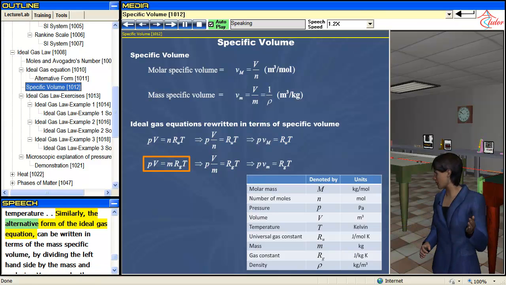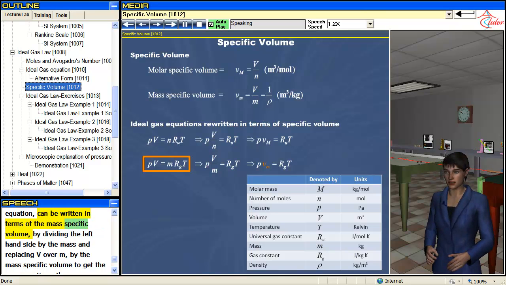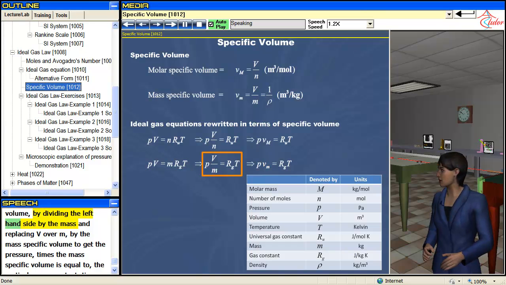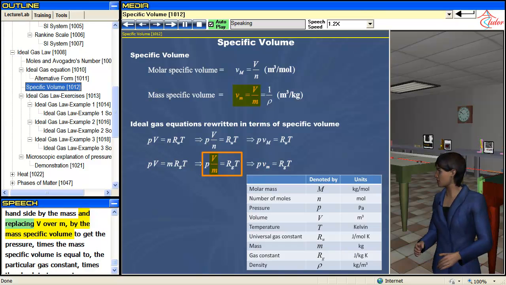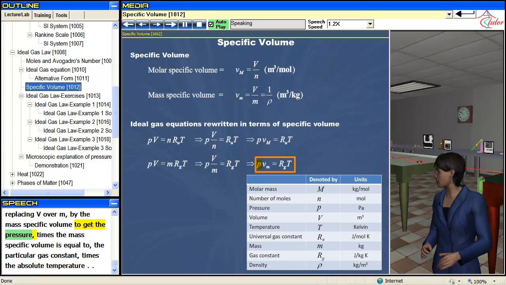Similarly, the alternative form of the ideal gas equation can be written in terms of the mass specific volume by dividing the left-hand side by the mass, and replacing V over m by the mass specific volume. To get the pressure times the mass specific volume is equal to the particular gas constant times the absolute temperature.